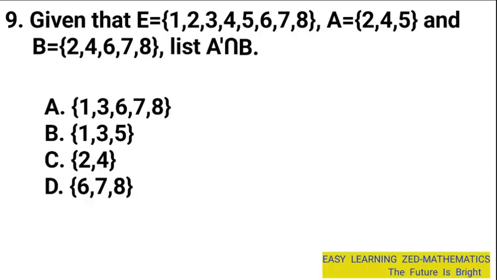Given that E, which stands for universal set, is equal to 1, 2, 3, 4, 5, 6, 7, 8, and set A is equal to 2, 4, 5, and set B is equal to 2, 4, 6, 7, 8. List A complement intersection B. Okay, so to answer this question, what you need to do is this. First, you need to list members of A complement and members of set B.